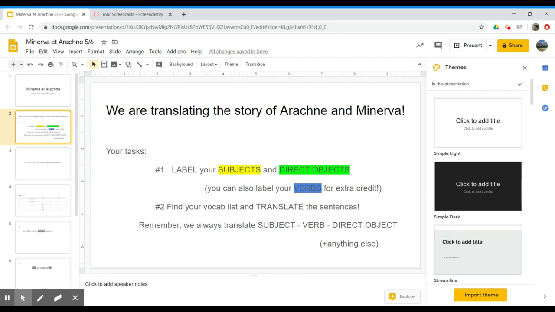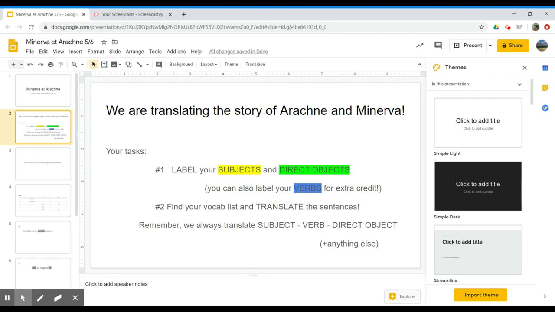You can also earn extra credit on this assignment by highlighting your verbs in blue or labeling them as verb or with a V. And then second, we want to translate these same sentences. Remember, we always translate the same way: subject and verb, then direct object. There will be other words in these sentences. You're going to see them highlighted in gray. You're going to fit those in where they make sense, okay?